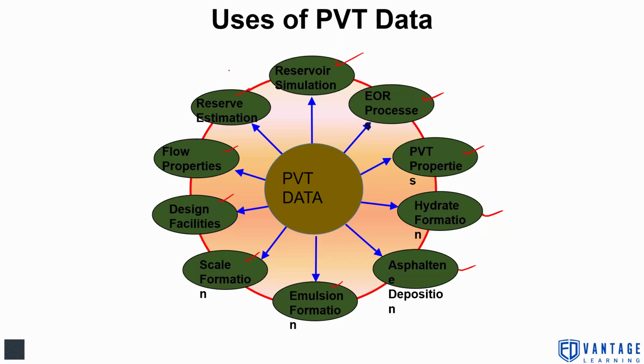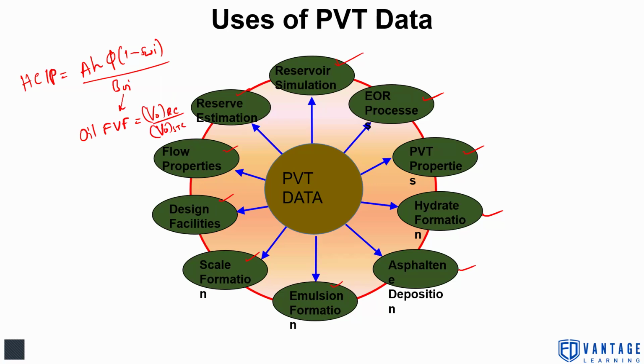When we estimate reserves, what we do is calculate the hydrocarbon in place, HCIP, which is area times thickness of the reservoir times porosity times 1 minus SWI, the water saturation. So 1 minus that gives me oil saturation. Sometimes we also divide this by BOI. BOI is nothing but the oil formation volume factor, which is the volume of oil at reservoir condition divided by the volume of oil at stock tank condition. This oil FVF, we will be getting only from PVT analysis.